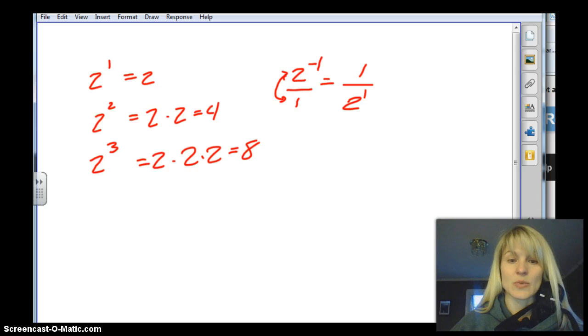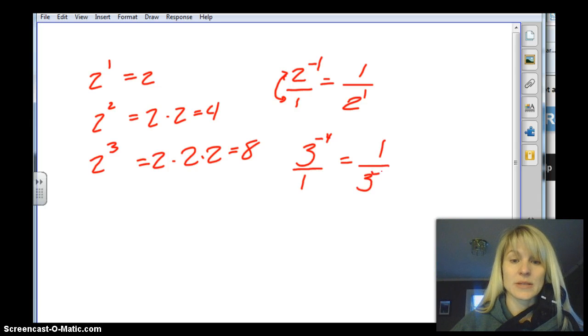Just as an example, let's say I had 3 to the negative 4. I want to make this positive, so I put that over 1, and I just flip it. So it becomes 1 over 3 to the positive 4. If I want to simplify that more, I know that's 3 times 3 times 3 times 3, or 1 over 81.